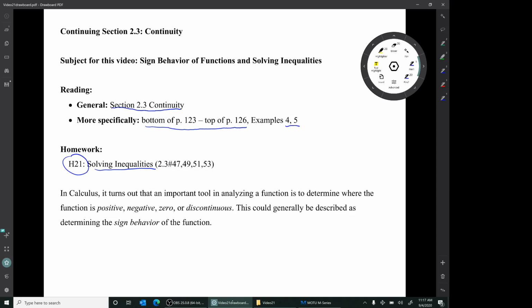So in calculus, it turns out that an important tool in analyzing functions is to determine where they are positive, negative, zero, or discontinuous. And this could generally just be lumped under the heading of determining the sign behavior of a function.